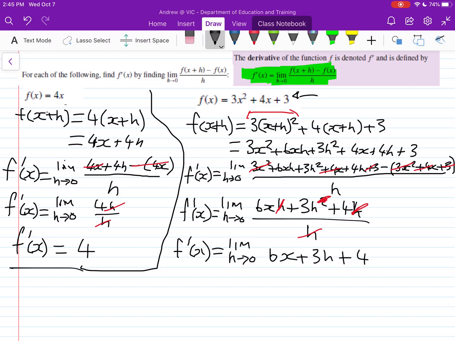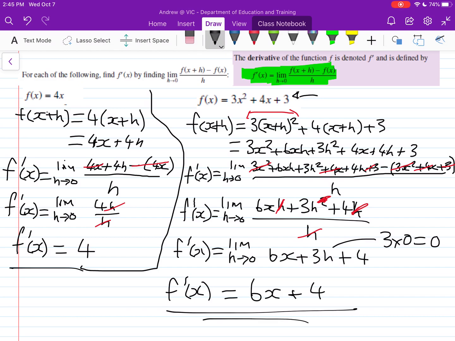And now we need to do our limit as h approaches 0. So we just need to substitute every h value for 0. So f'(x), I'm just substituting in, I'm just doing this over here. This will make it 3 times 0, which is equal to 0. So we just don't need to write that one term. So f'(x) is equal to 6x plus 4. And that is your final answer there.